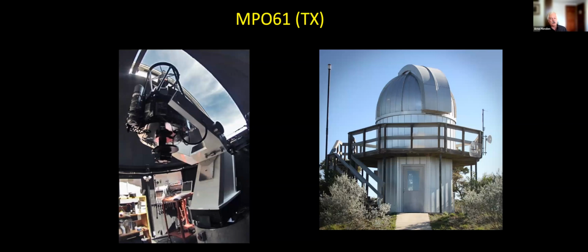This is a typical one of these Takahashi E180 systems. This one is in Hawaii. This is a typical one of the faint star monitors. This is the MPO system in Texas, a nice 24-inch RCOS.